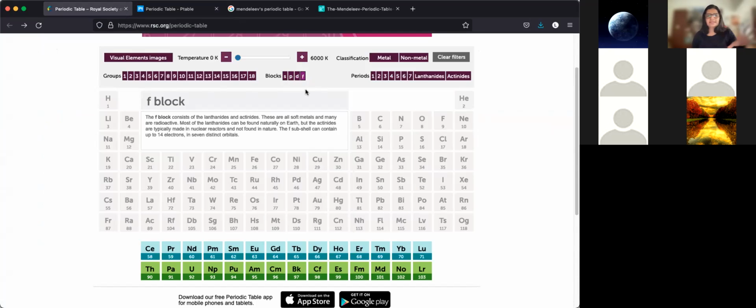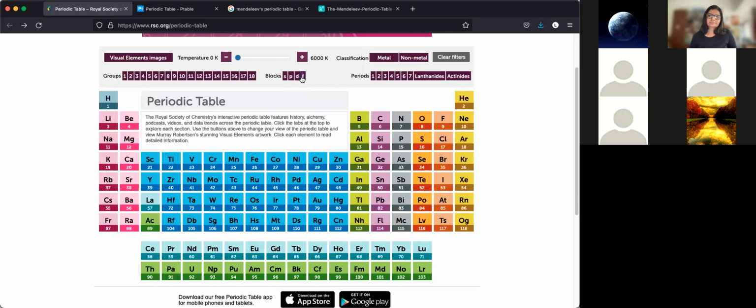Does that make sense? Are you familiar with each of these blocks, what is where? Kind of. Okay. So we'll do a couple of fun questions, just to get you familiar.